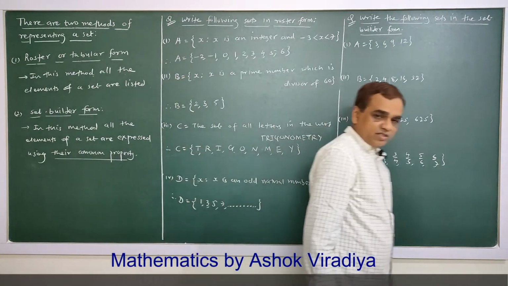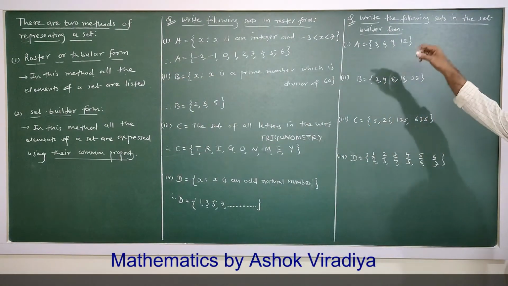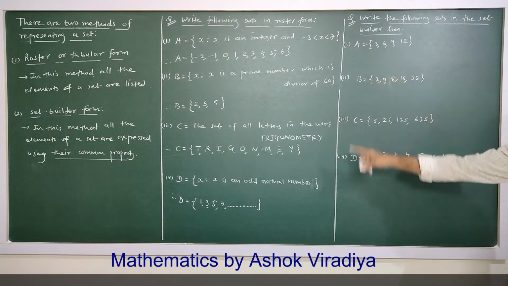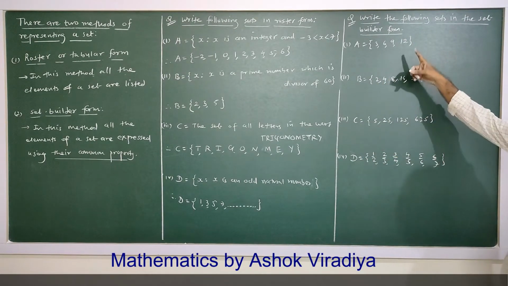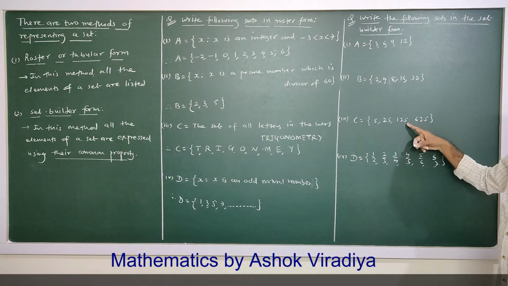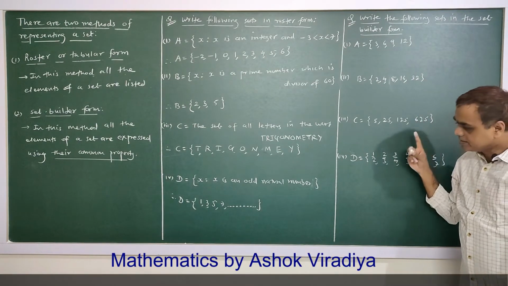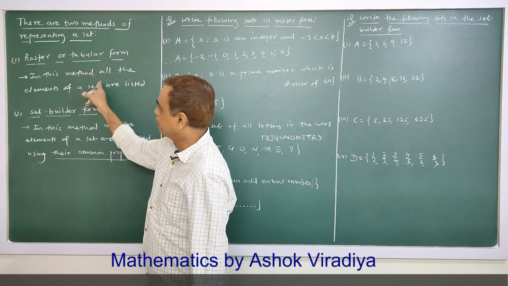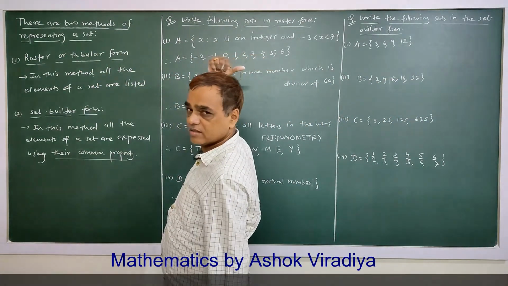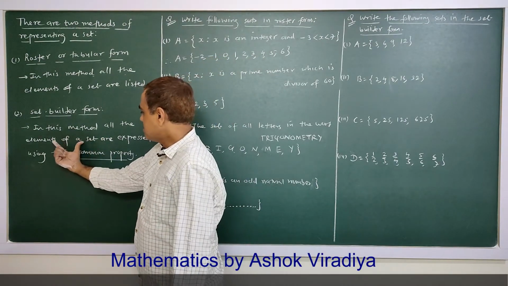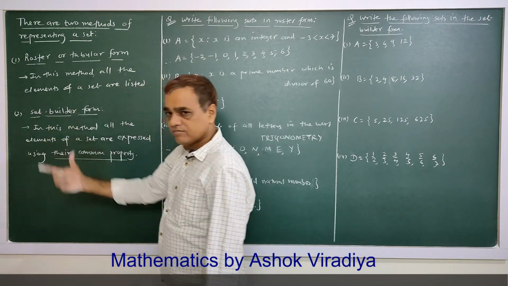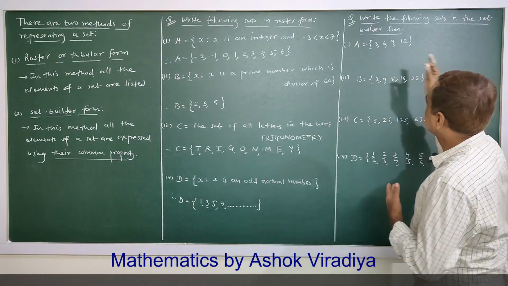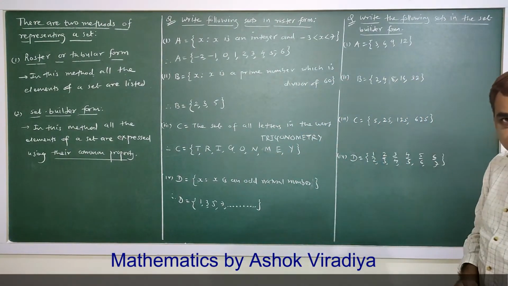Now in this question, write the following sets in the set builder form. So here a list is given, that means we are given these sets in roster form. This form is given there, and we are asked for set builder form. So we are going to express elements by a property.